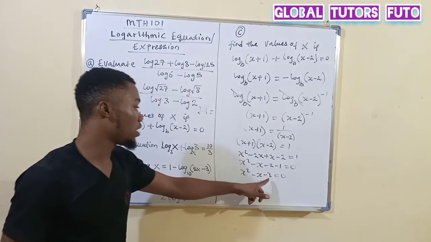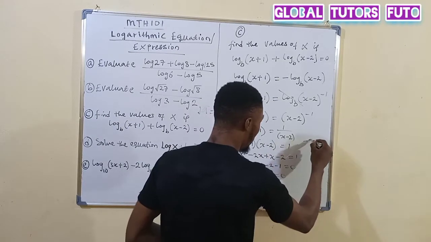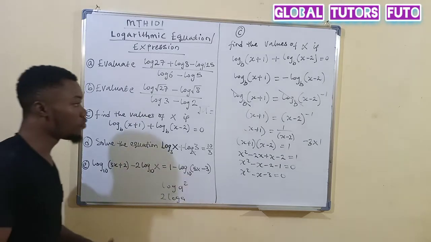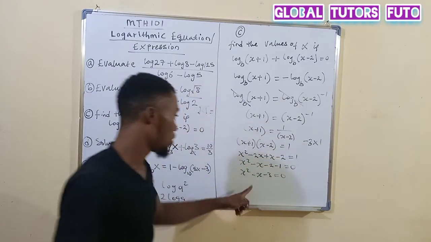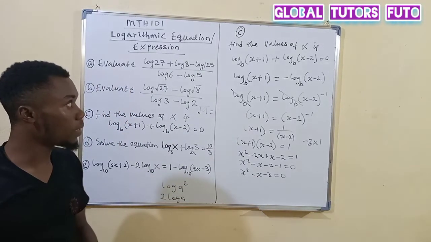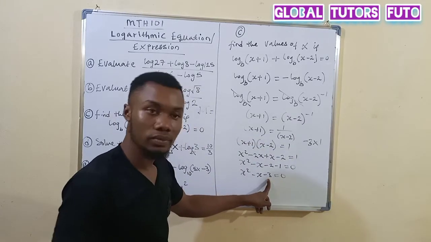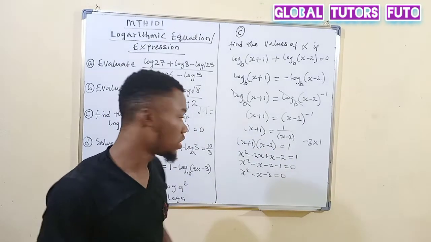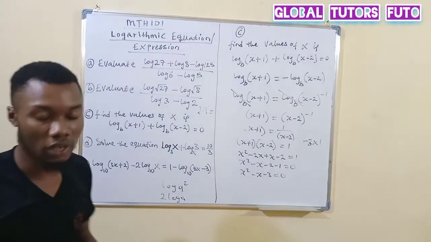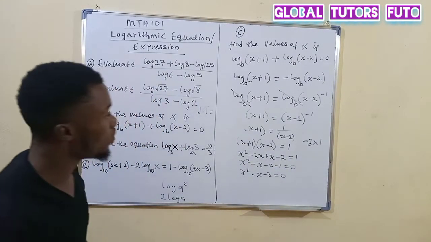Now, what do we multiply to get minus 3, and when we add it, we get minus 1? Minus 3 times 1 will give us minus 3. If we say minus 3 plus 1, are we going to have minus 1? The answer is no. Remember that we are looking for two numbers that, when we multiply them, we get minus 3, and when we add them, we get minus 1. Is it possible for us to get that? The answer is no. So to simplify this further, we are going to use the formula method to obtain the values of x.